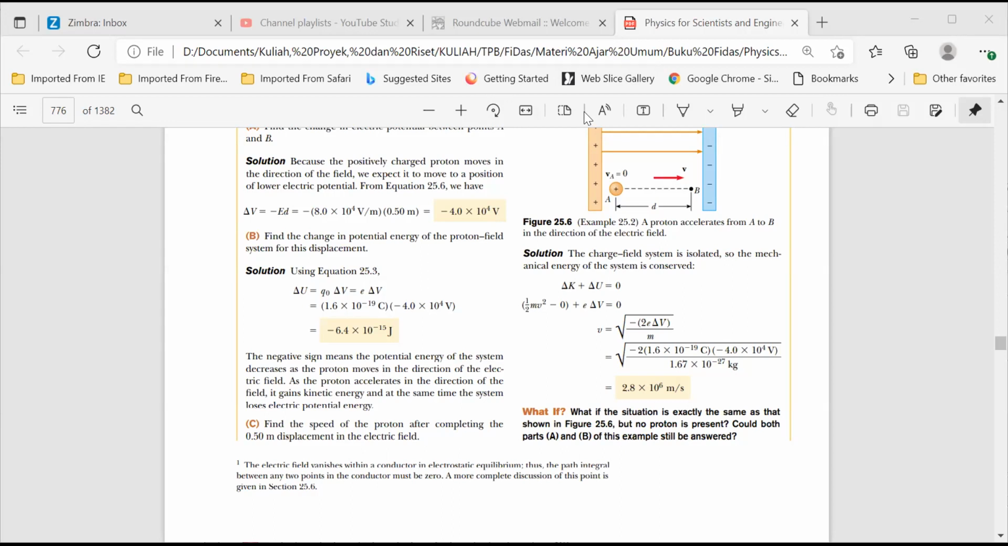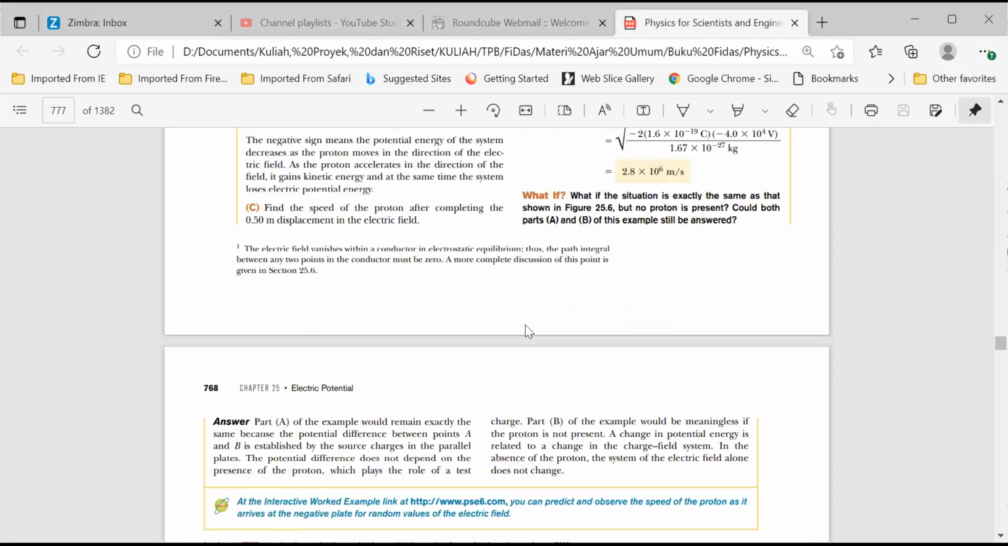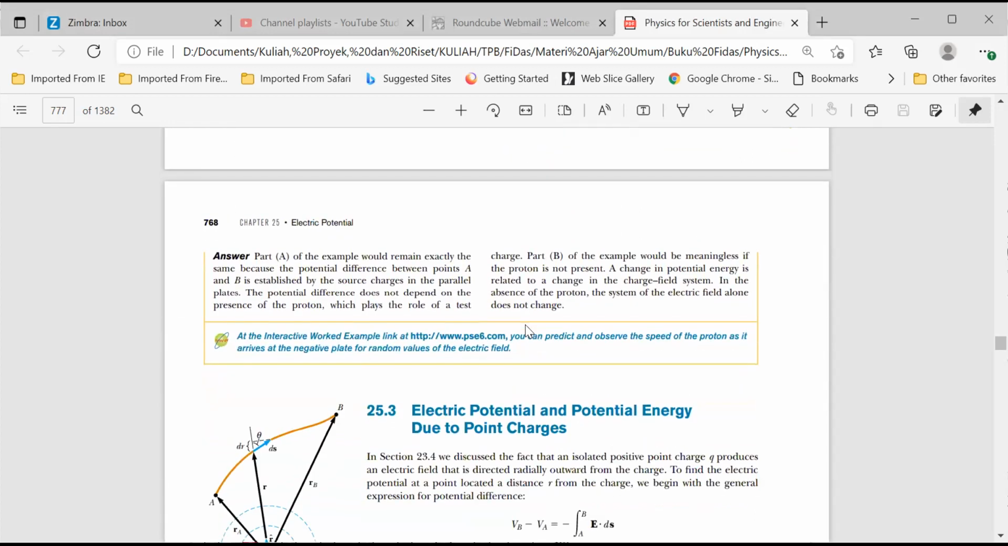I think the potential energy of this system is going to be zero. Okay, thank you. So if the electric charge or proton is not present, delta V is equal to 0, delta U also equals 0, and delta K equals 0. So everything is 0 here, so everything is trivial.